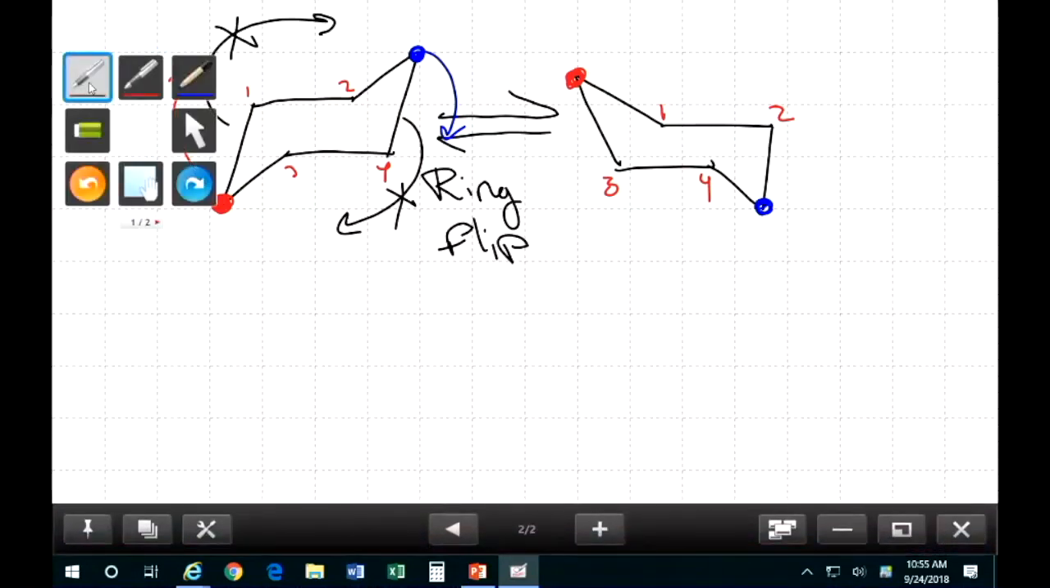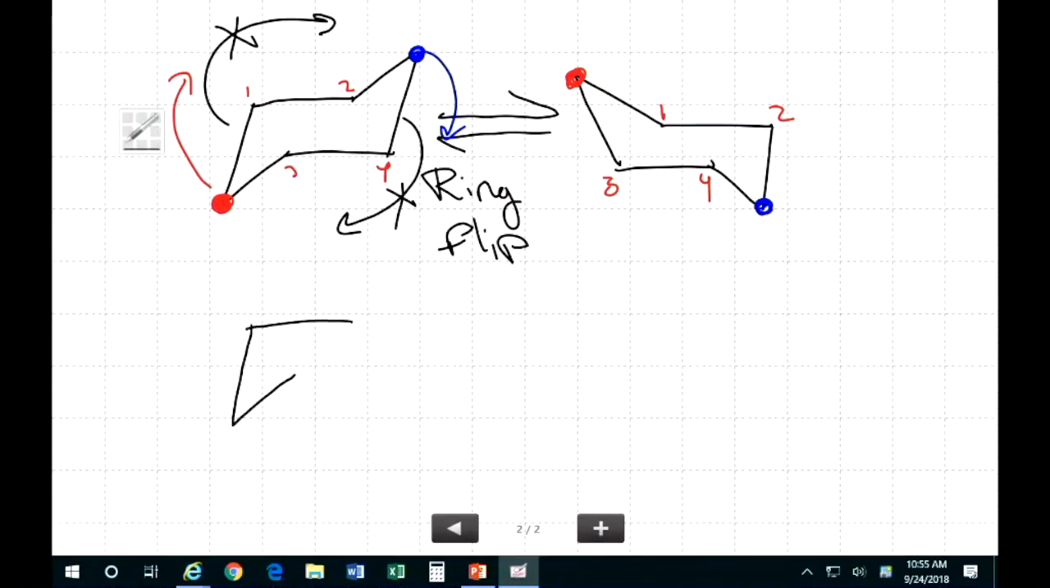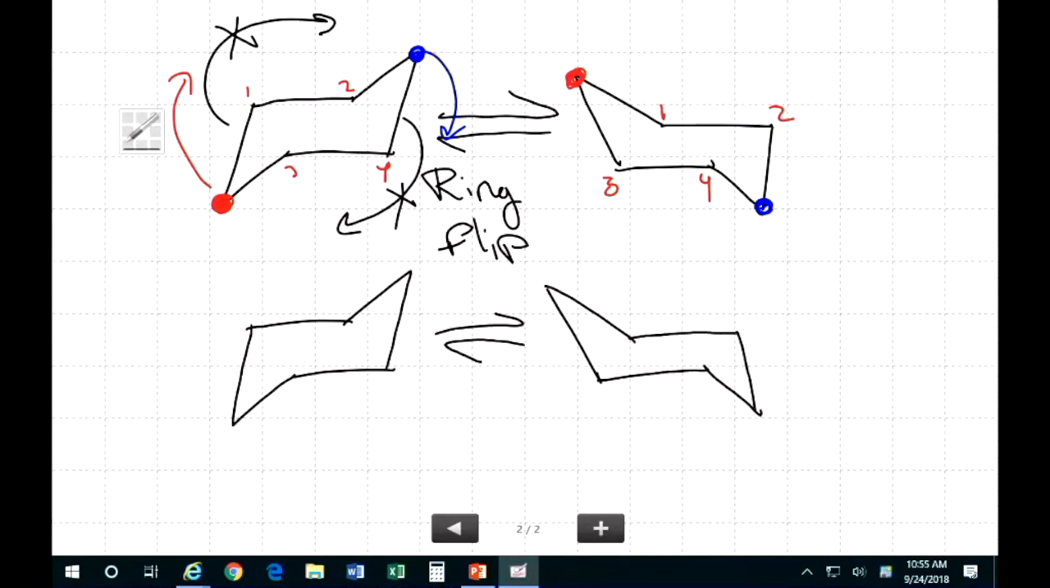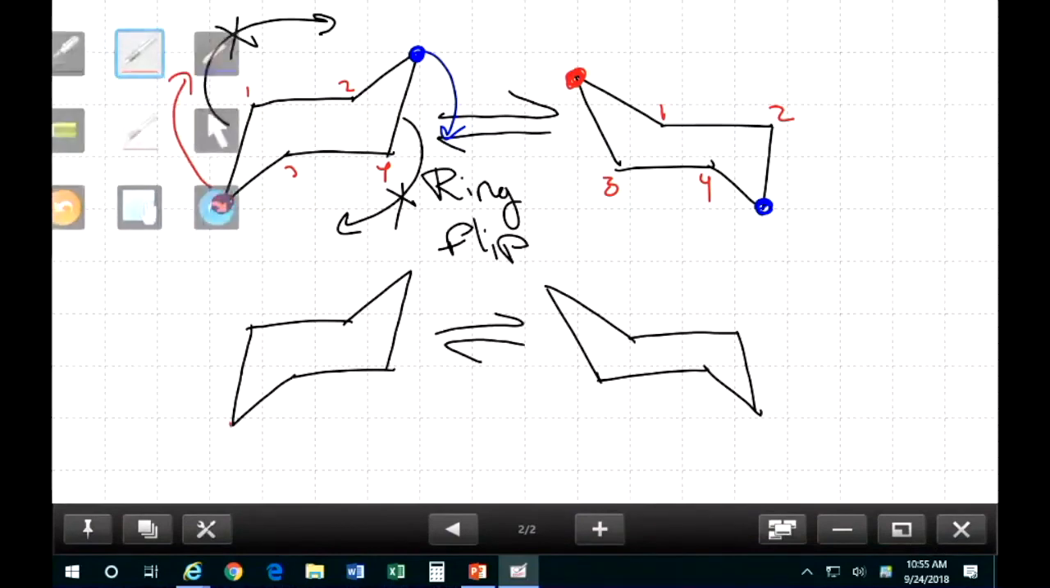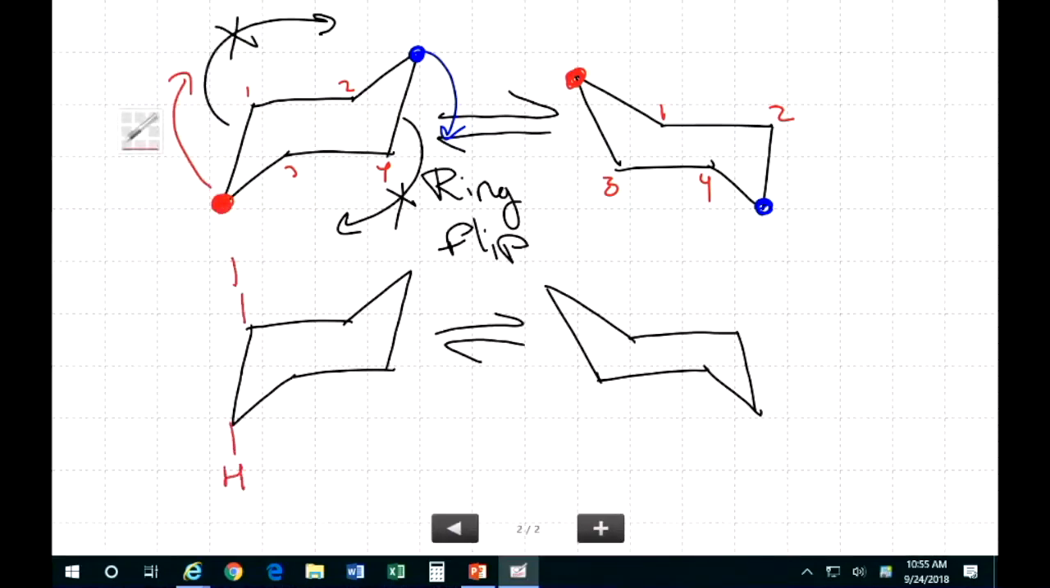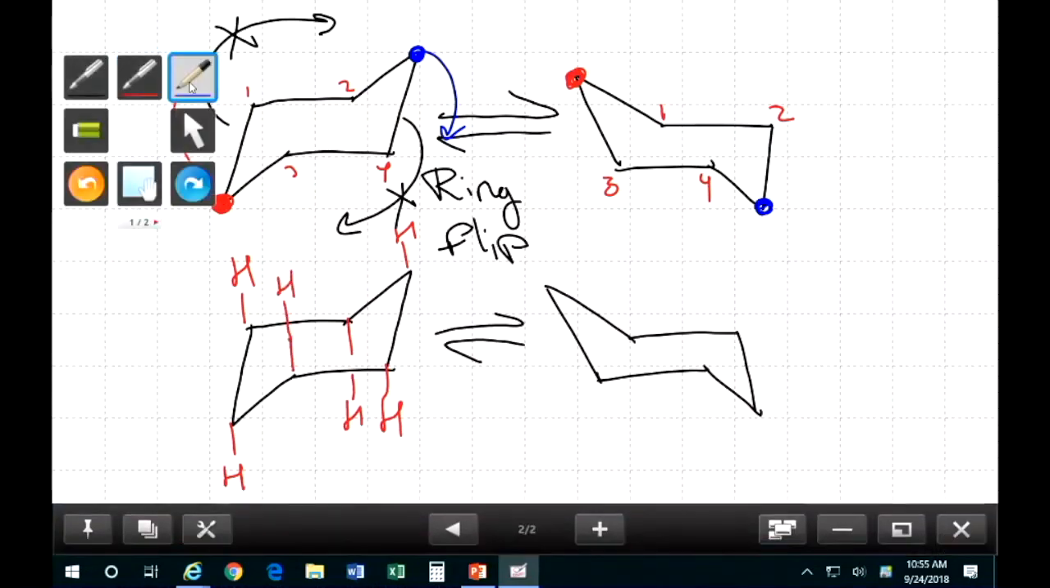Now, what happens, I'm going to redraw this, get a little cleaner for you. What happens in the ring flip is all the groups that were axial become equatorial, and all the groups that were equatorial become axial. So if I keep with my same color scheme here, we're going to start out with all of my axial groups being these red hydrogens, and all my equatorial groups being blue.